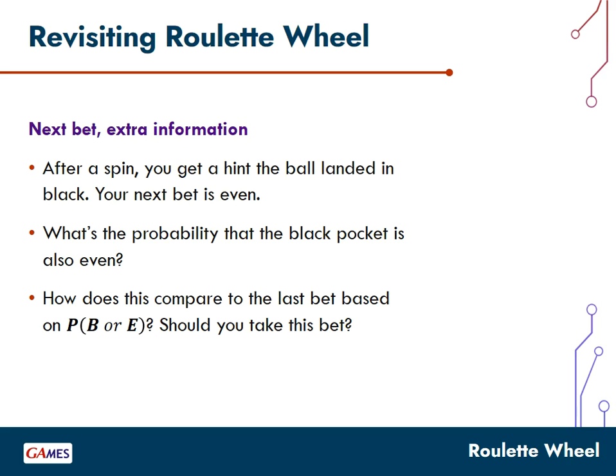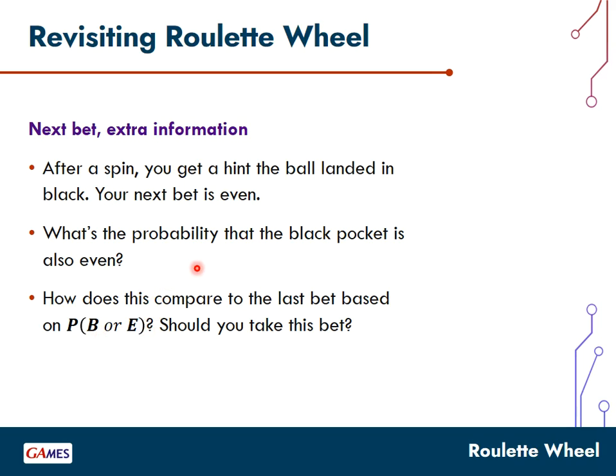Okay. Whether they're even or odd. Yes, thank you. So we are just considering the black pocket now. All right. So that probability is going to be updated. Now you want to calculate the probability and see how that compares to your last bet, based on the probability of a black or even. You want to check the number.